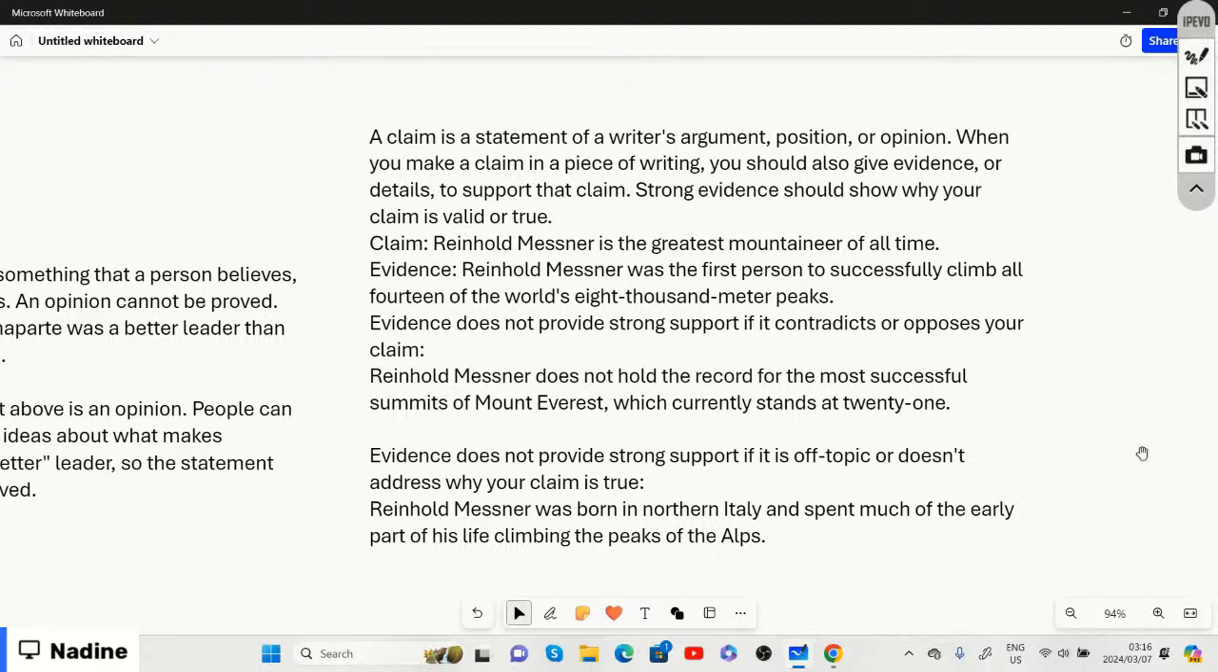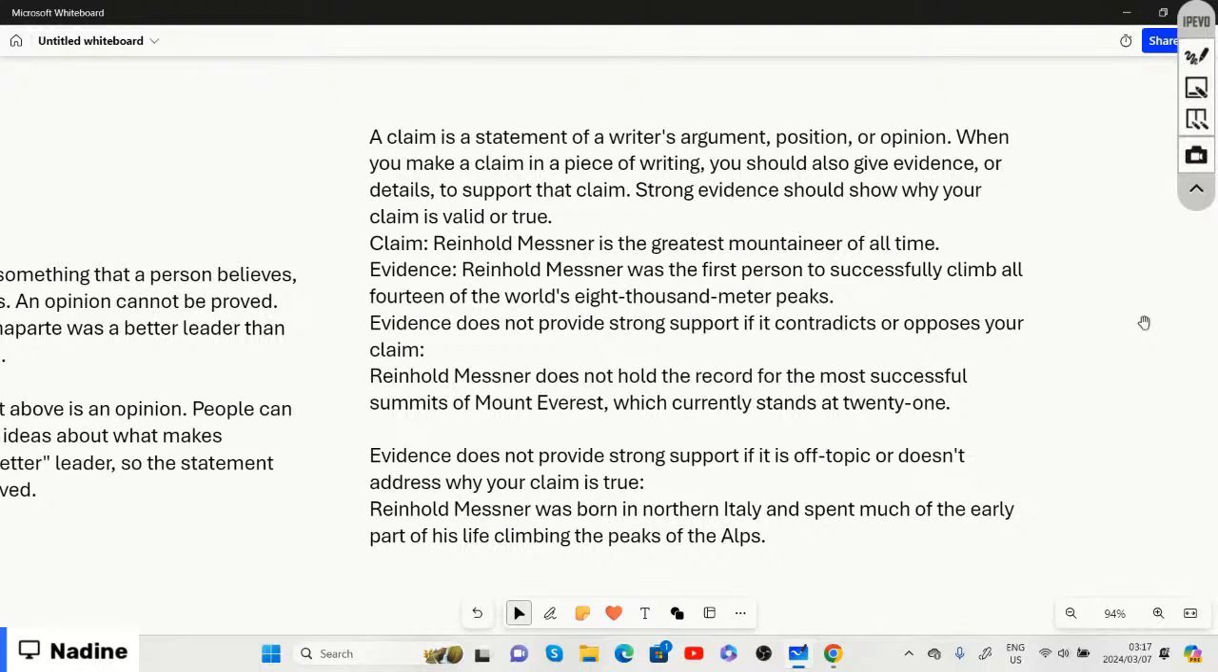So, for example, let's go to one claim. It says Reinhold Messner is the greatest mountaineer of all time. So that is the claim. And remember, a claim is also just something that someone says. And that is why we have facts and we have opinions. So if you are claiming something, then you need to have evidence to back up your claim.